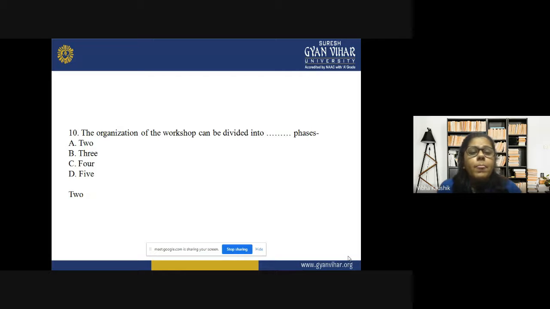Now, the 10th one, the organization of the workshop can be divided into dash phases. In how many phases the organization of workshop can be divided? Now the options are A. 2, B. 3, C. 4, or D. 5. Now, the correct answer will be option A, that is 2. So, we can say that the organization of a workshop can be divided into two phases.